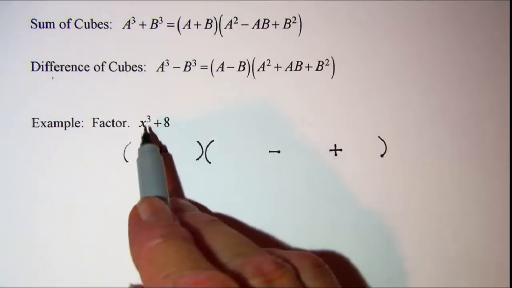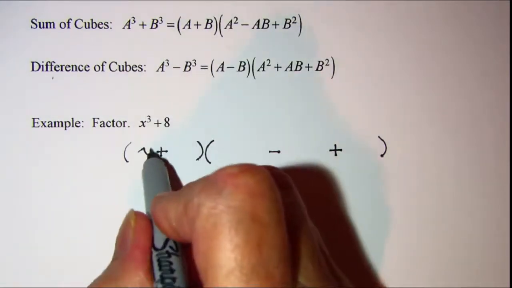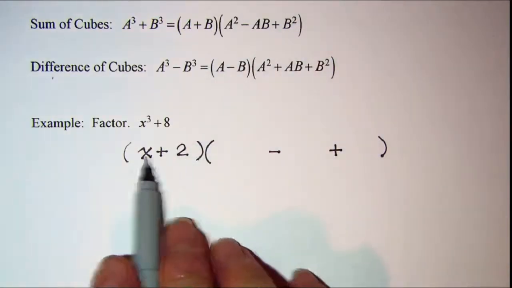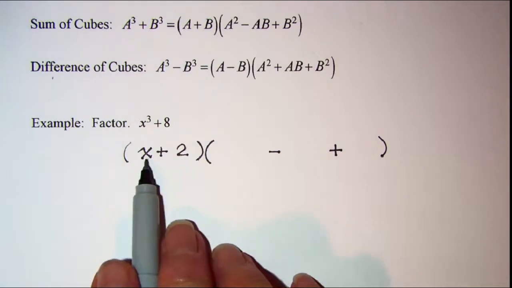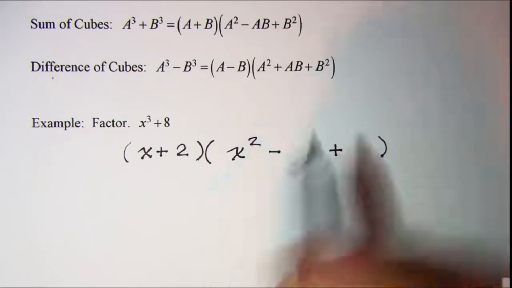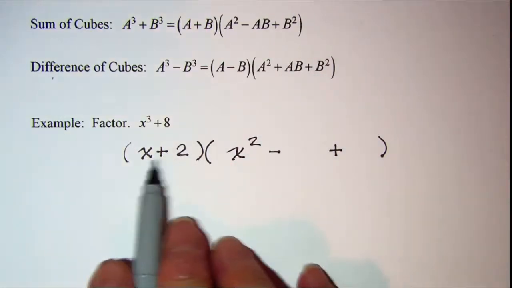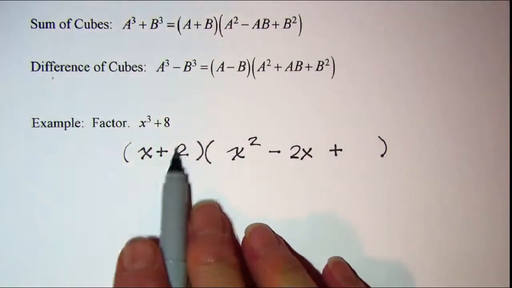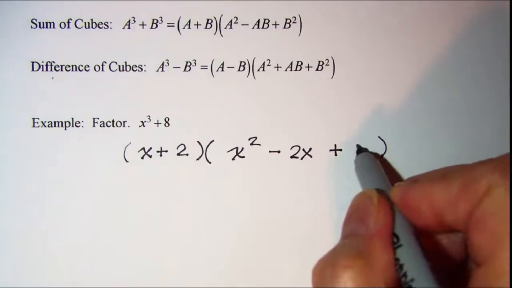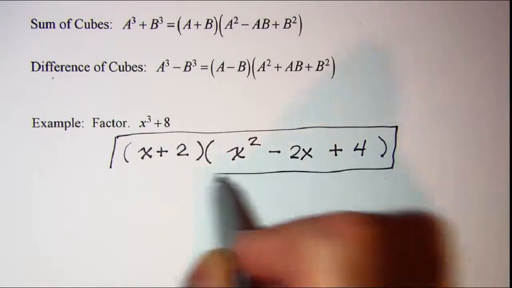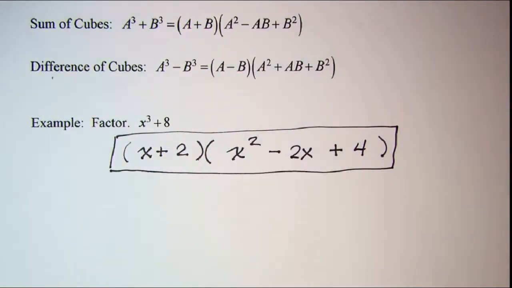And then the cube root of x cubed is x. The cube root of 8 is 2. And then once I have this binomial established, then I take this first term as x and square it, so x squared. And then I take the two terms and multiply them together, 2x. And then square the second term, 2 squared is 4. So this is the factored form of x cubed plus 8. Now we can check ourselves.